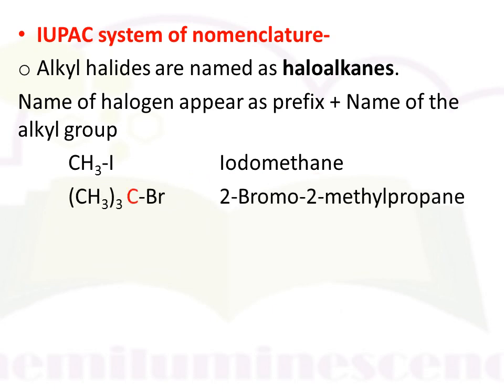The second example is this one. If you remember, the name of this compound in the common name system is tertiary butyl bromide. Here in the IUPAC system, its name is 2-bromo-2-methylpropane. How does it come? For this, you have to draw an open structure. This is the open structure.